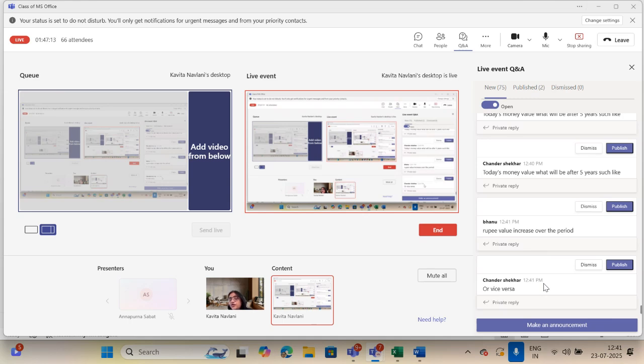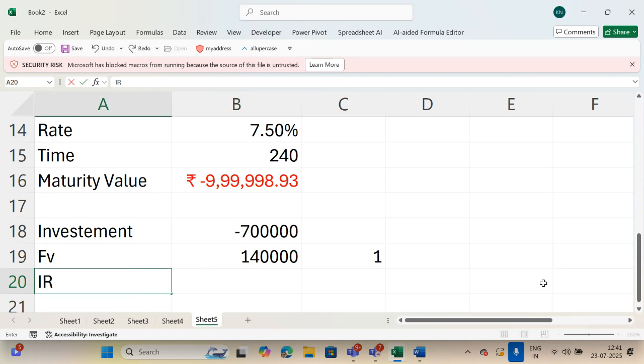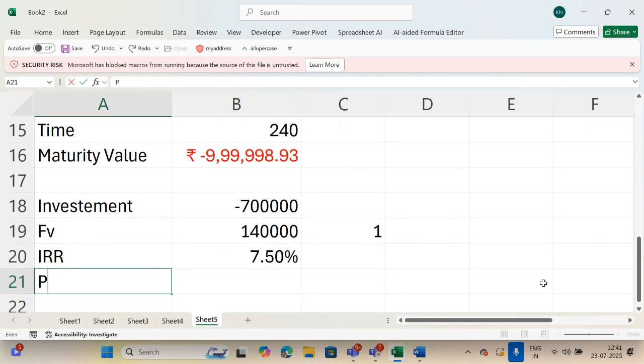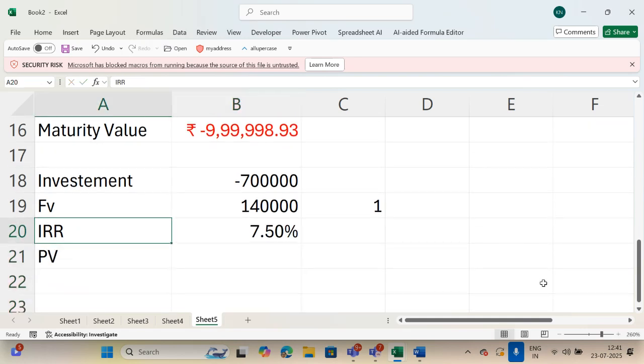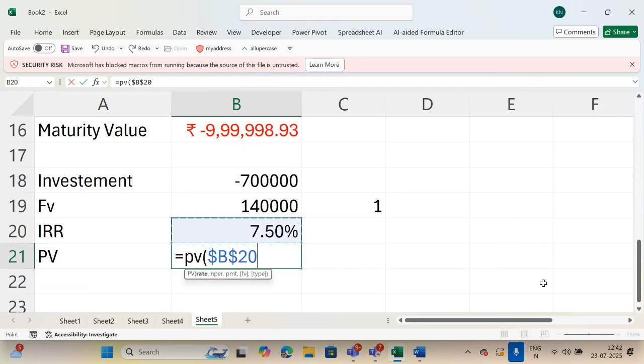Yes, definitely the rupee value changes over the period. So for example, just assume IRR is 7.5%. Now you want to calculate the present value of your future value. So it is equal to PV, the rate is this one. In this case, there is no need to divide by 12 because this is not our EMI system. In EMI, equated monthly installment, we have to calculate the monthly interest. But here, not. Comma, NPER is 1 year, no PMT, this is our FV, comma 0.